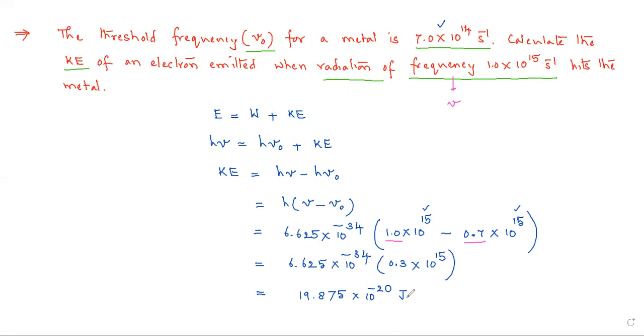Okay, it's a very simple model to start with. I've given all the relations yesterday. E is equal to W plus KE, and we know that E is equal to h nu, W is h nu naught. Even this KE can be modified, but here it is not necessary. Okay, so that's it. Let us go for the next one.